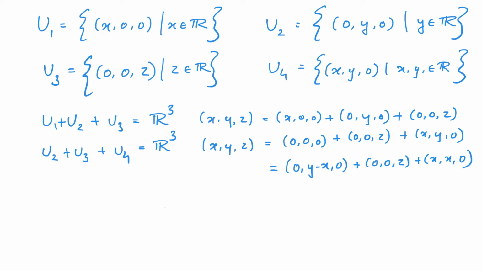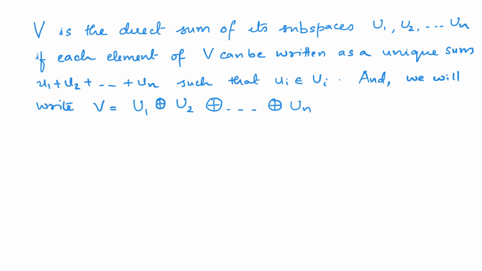Let us look at a rigorous definition now. We say V is the direct sum of its subspaces U1, U2, etc. up to Un if each element of V can be written as a unique sum u1 plus u2 plus etc. up to un, such that ui is an element in capital Ui. And when V is the direct sum of subspaces U1 to Un, then we write it in this manner.